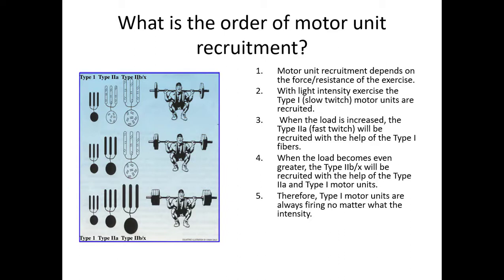In the bottom picture, there are many plates on the bar, requiring your maximum exertion to recruit the most powerful motor unit in the body, the type 2BX. And you see the type 2A and type 1 are helping. Thus, with any load of work, you notice how the type 1 fibers are always firing.